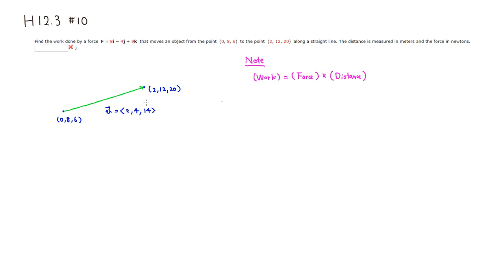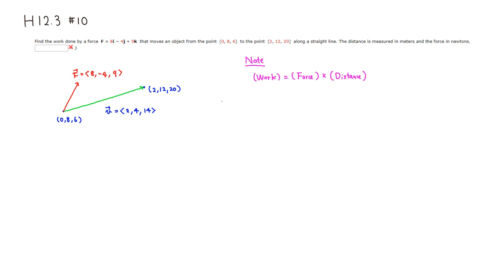Then the force is probably not parallel to this, so you have a force acting on this object. I'm going to have a force here, capital F. Vector F is given as (8, -4, 9).